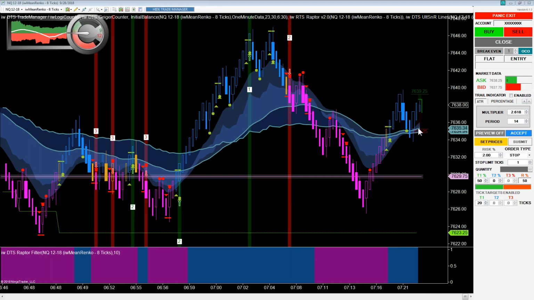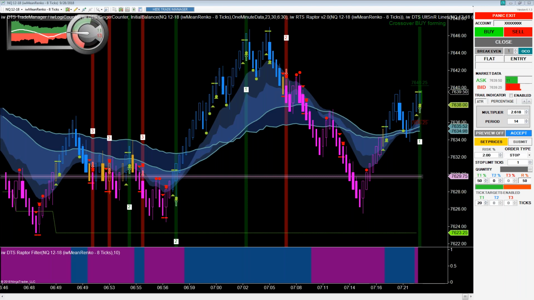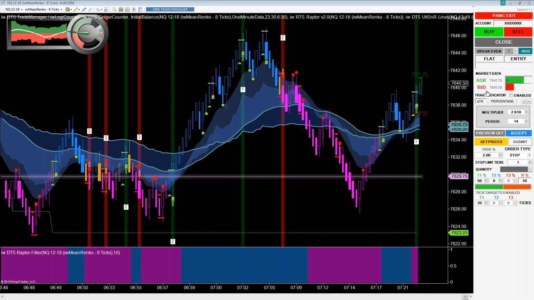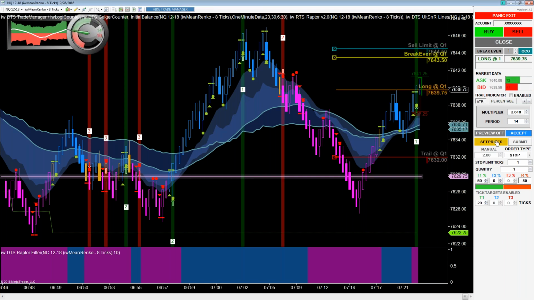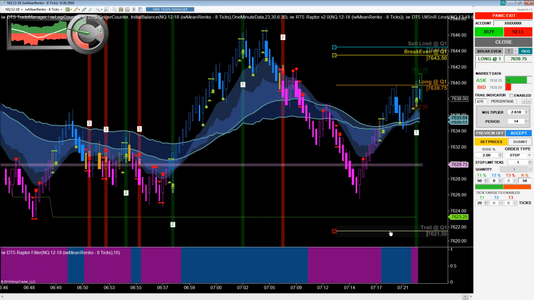Okay, well, our band's starting to get slightly more bullish. Oh, and there's the number one signal. Okay, so I'm just going to buy into that with a single. And what I will do is I will bring my stops back down here toward the low of the morning.